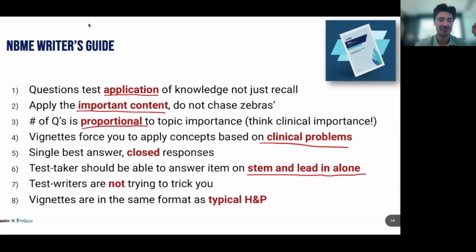Vignettes are in the same format as your history and presenting complaint. So again, coming back to the clinical applications, the vignettes are typically organized in a way that you'd expect to see maybe in a handover and a quick summary, right? A quick history of the patient demographic: 43-year-old male with decompensated heart failure, presenting with XYZ. Keep that in mind with how the vignettes are arranged and oriented.